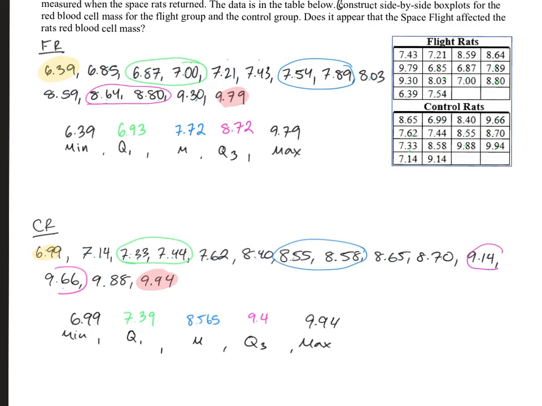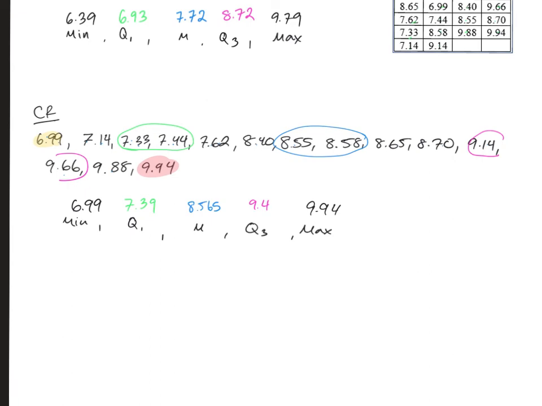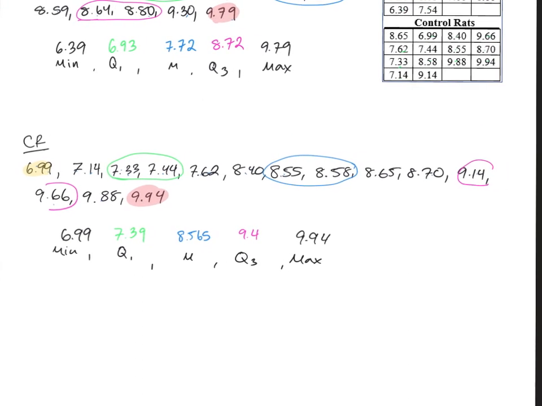Alright, so we have all of our values. Let's go ahead and create side-by-side box plots for these two. To make it so that I can still write this and see it, I'm going to go ahead and copy these values down real quick.